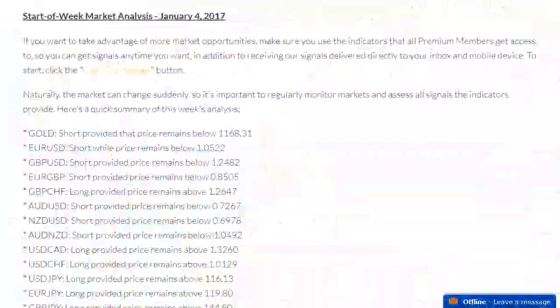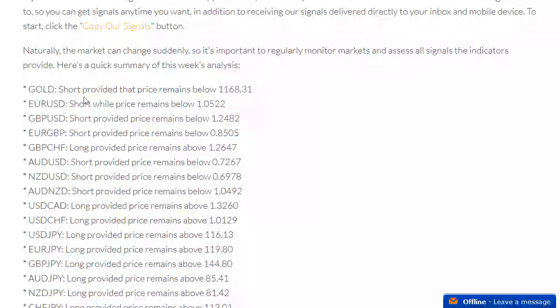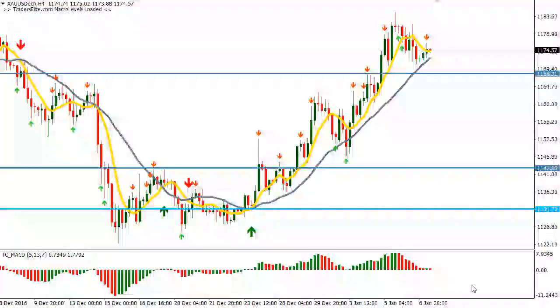Now, last week we said gold short provided that the price remains below 1168. So what we've got is we've seen it just surpass 1168 recently in the later part of last week. But at this stage, it's still early days, and if we get a dip below 1168, that would coincide with a new trend trade forming.